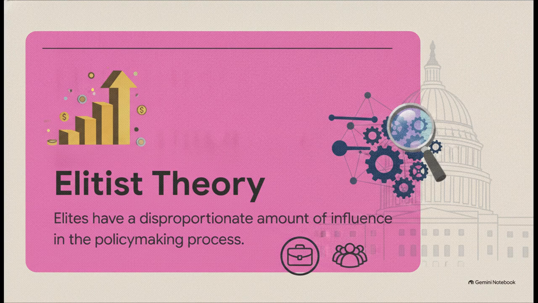They'll tell you that, sure, pluralists say anyone can form a group, but in reality, groups representing big business and massive wealth can secure tax exemptions and favorable regulations way more easily than some small, underfunded public interest group.